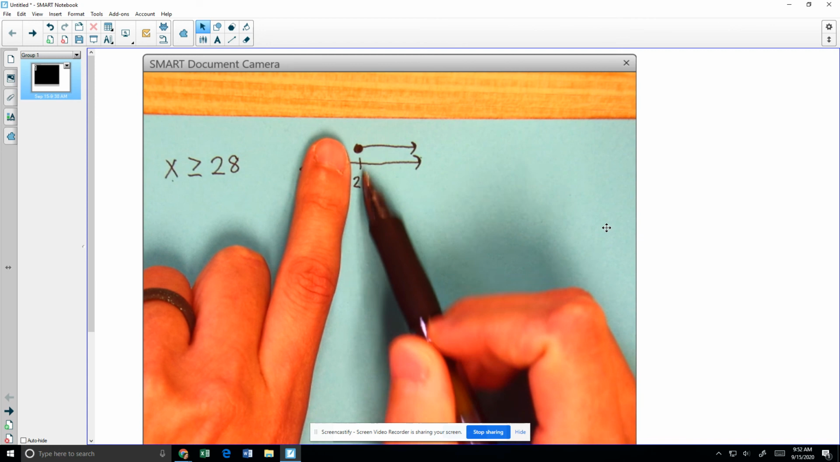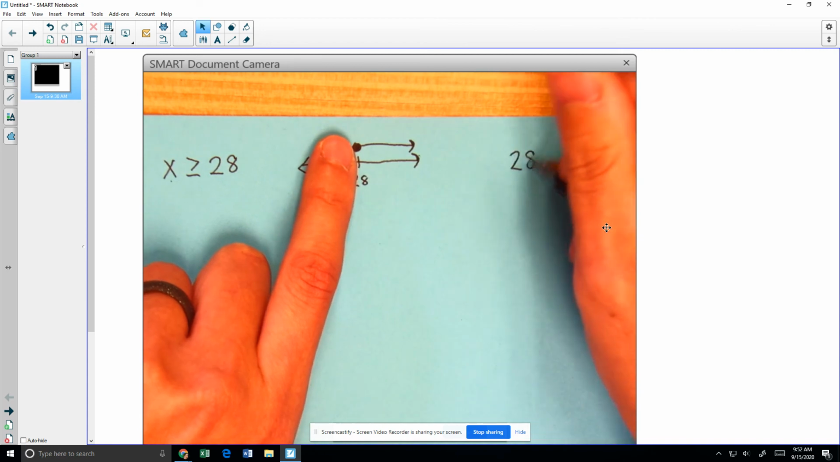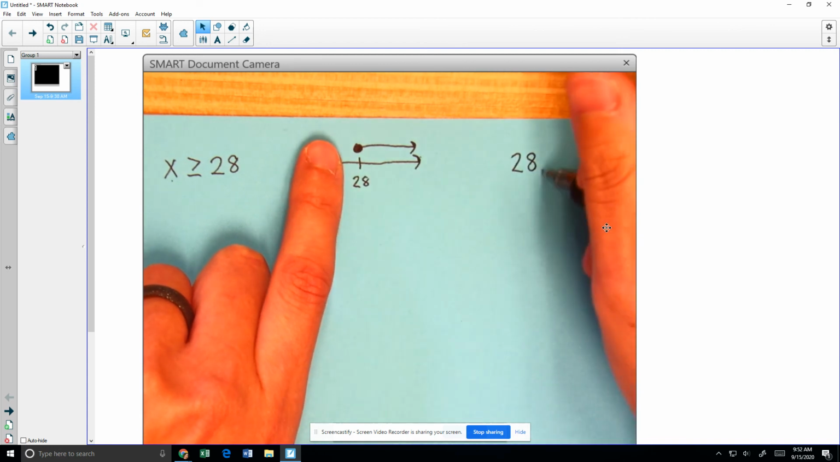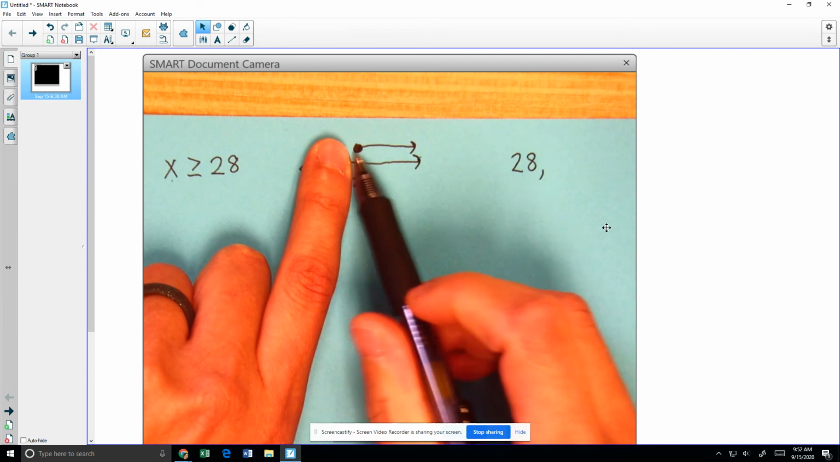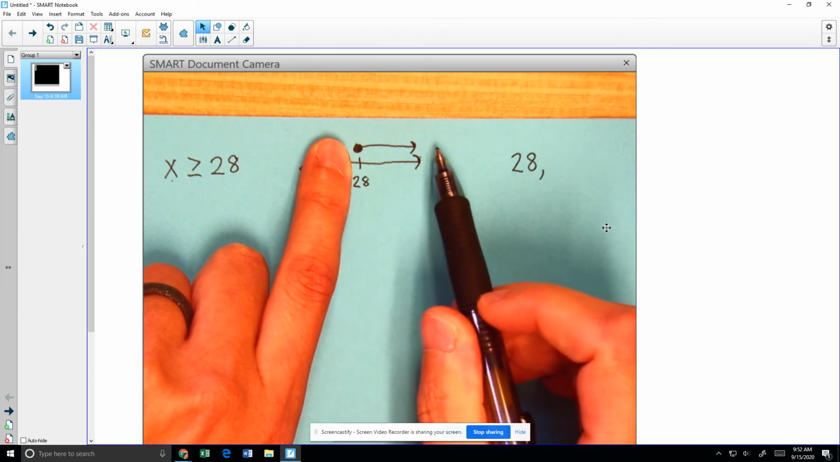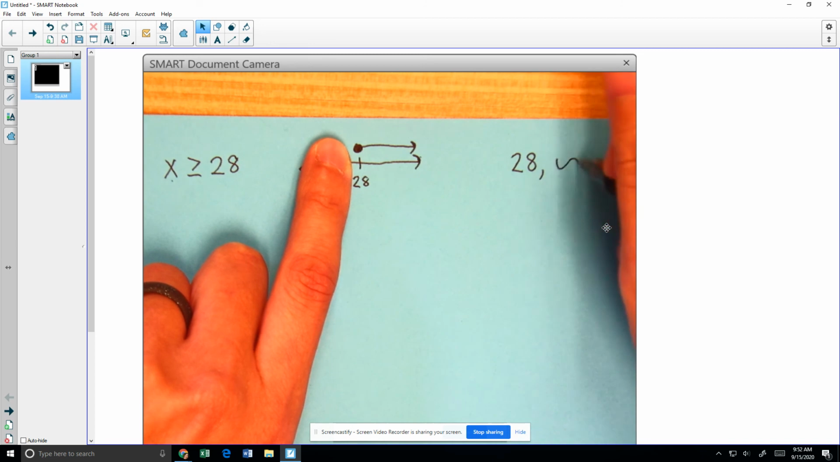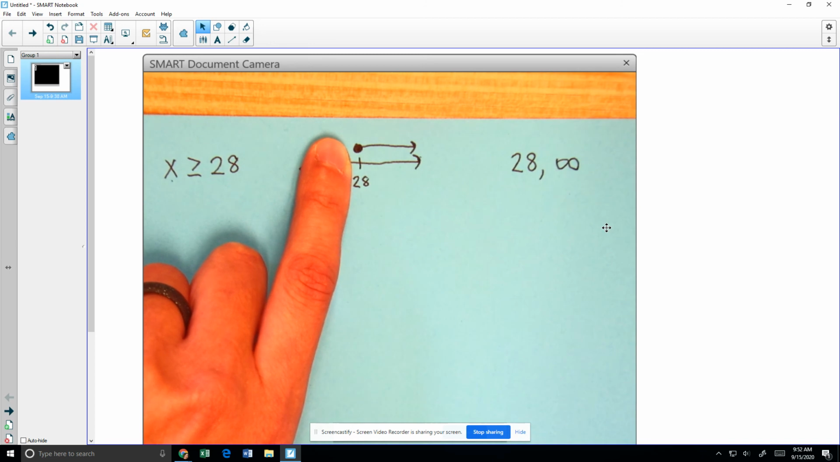The smallest number you have is 28. So I'm going to write 28 here, and then I'm going to write a comma. And what's the biggest number you have? Well, there's an arrow. It keeps on going forever and ever and ever. So forever means infinity, which is basically a sideways 8.